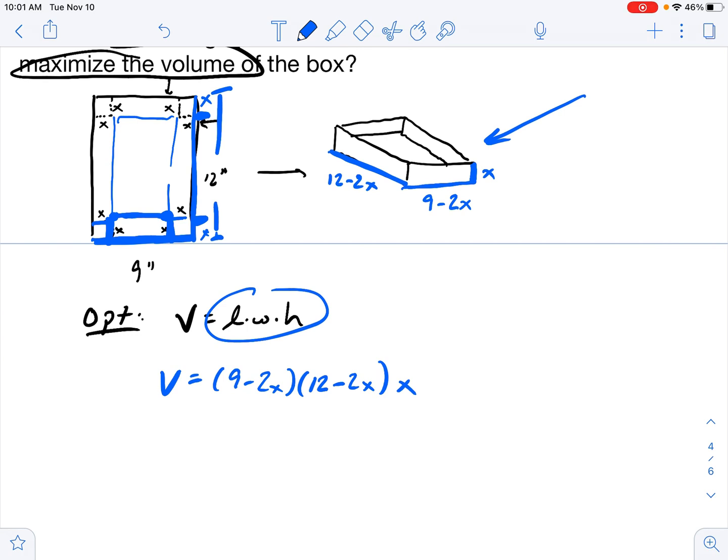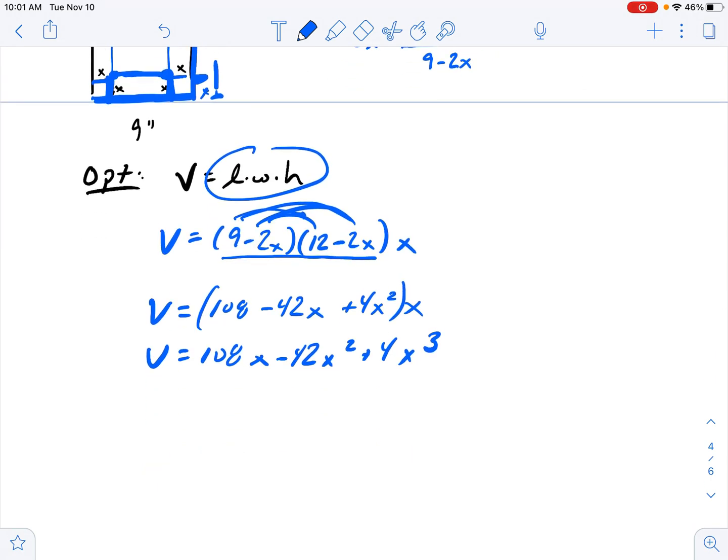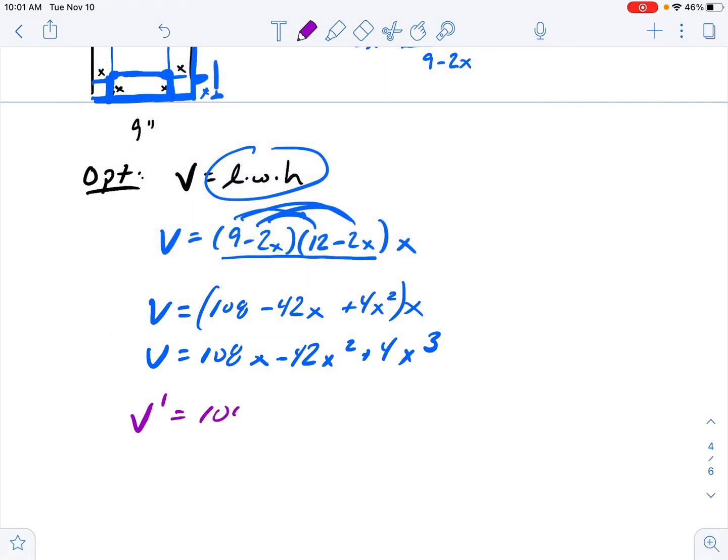If you want to do a double product rule because you like doing things the hard way, you can do that. I'm going to completely get around the product rule. First, I will multiply out this. And we're looking at 108 minus 42x plus 4x squared. And then we've got that last x to distribute through. That's probably as nice as it's going to look, okay? And so now if we take the derivative of this, we're going to get 108 minus 84x plus 12x squared.